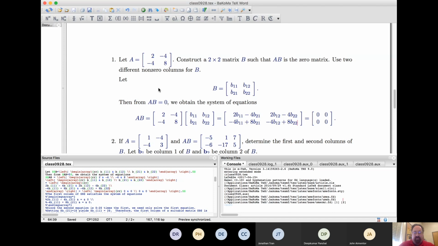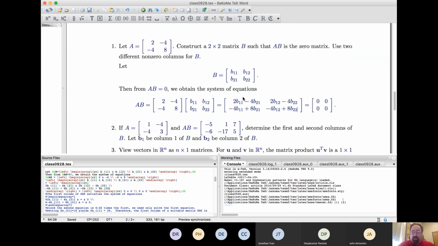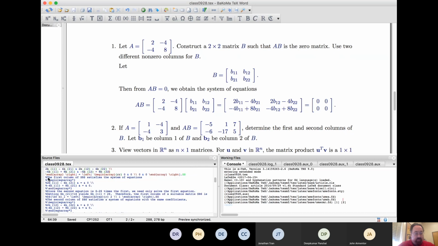All right. Now from these 4 expressions, all equaling 0, I'm going to get systems of equations. So I'm going to focus on these 2 entries because they deal with the first column of B, because we have B11, B21. Once we focus on these to get the first column, then we move over to these and get the second column in the same way.